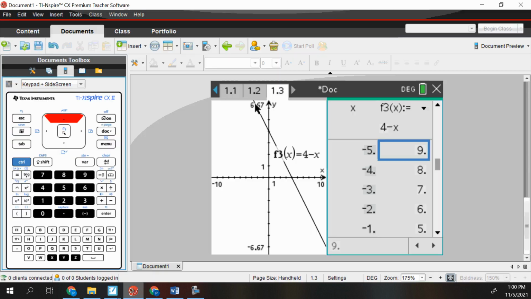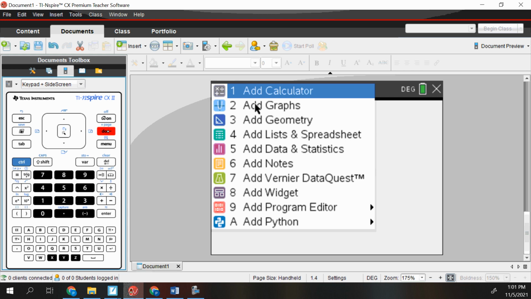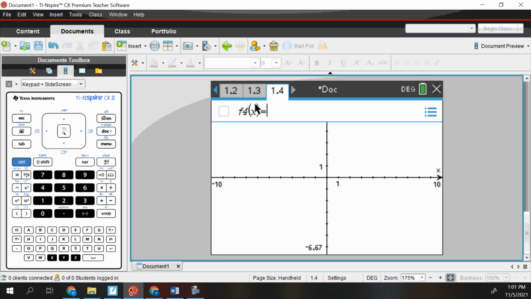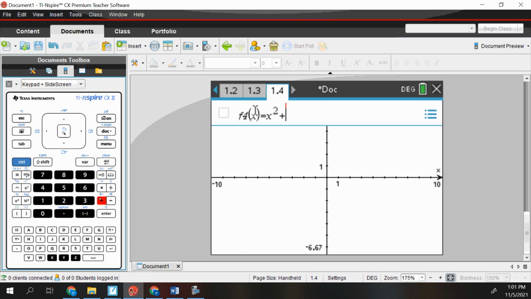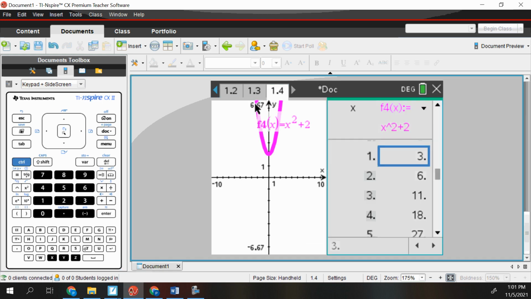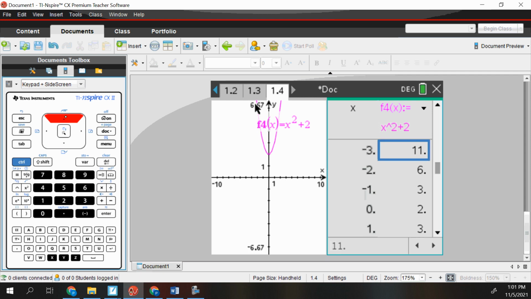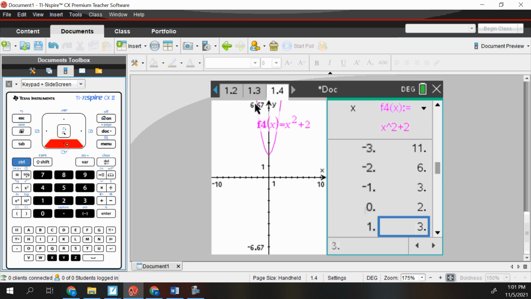So then x squared plus 2, we'll add a new graphs page by doing Control Doc to get a new page. Add the graphs page. We'll put in x squared plus 2. We'll do Control T to get the table. And we were going negative 2 to 2. So we got 6, 3, 2, 3, 6.